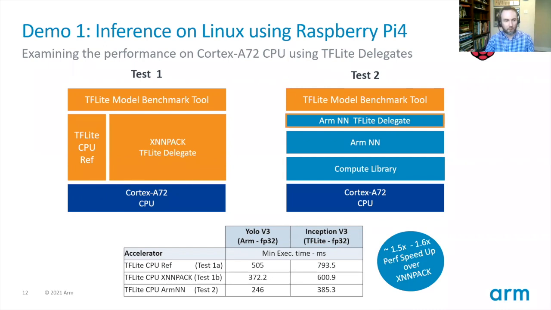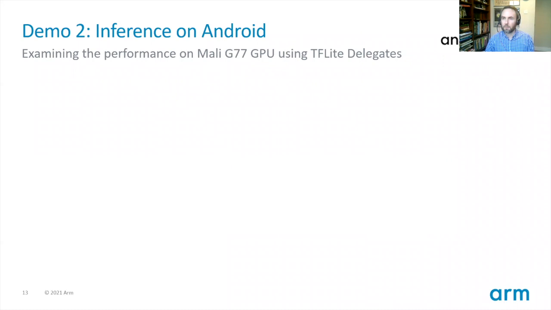Let's take a look at GPU. Okay, so in this instance, what we're trying to do is very similar to previously, except we're going to do inference on Android. And we're going to examine the performance on a Mali G77 GPU. So we're using a partner's flagship smartphone here for the purpose of this demo.